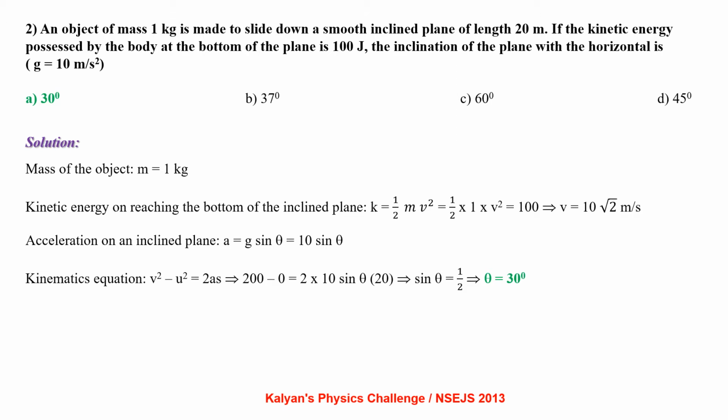Mass of the object is 1 kg, kinetic energy on reaching the bottom of the inclined plane K equal to half mv square, from where we get velocity of the object to be 10 root 2 meter per second. Acceleration on the inclined plane is a equal to g sin theta, that is 10 sin theta. Applying the equation v square minus u square equal to 2as, we get sin theta equal to 1 by 2, from which theta equal to 30 degrees.